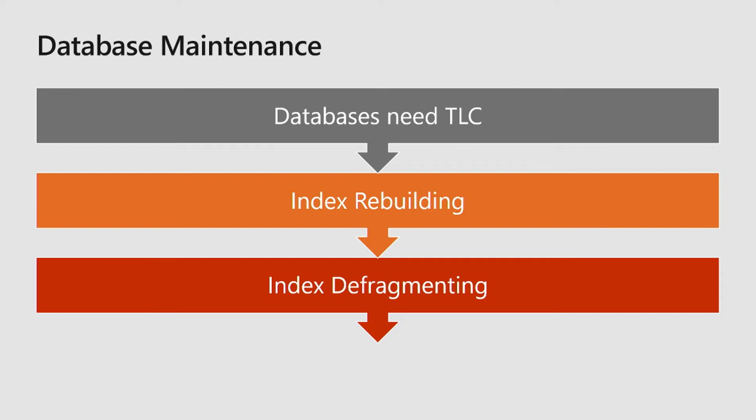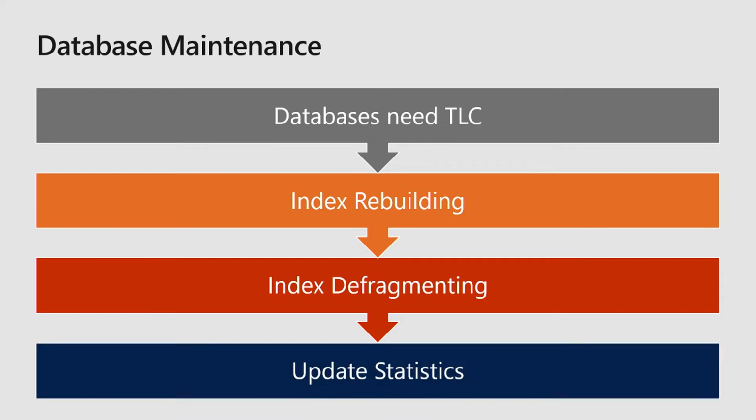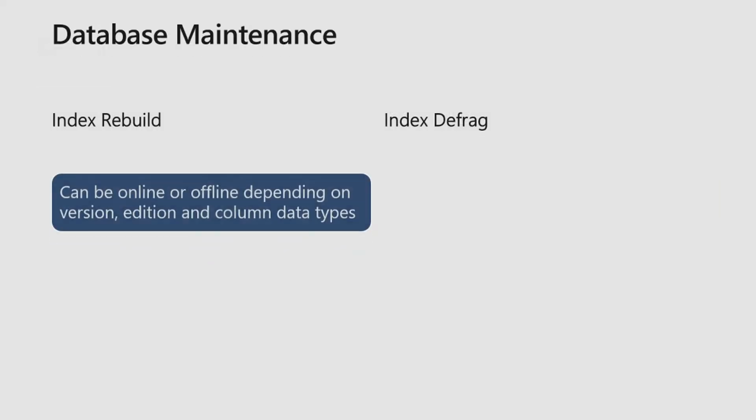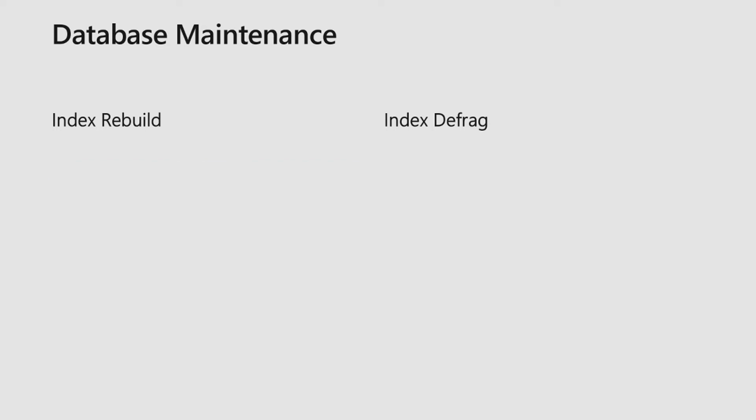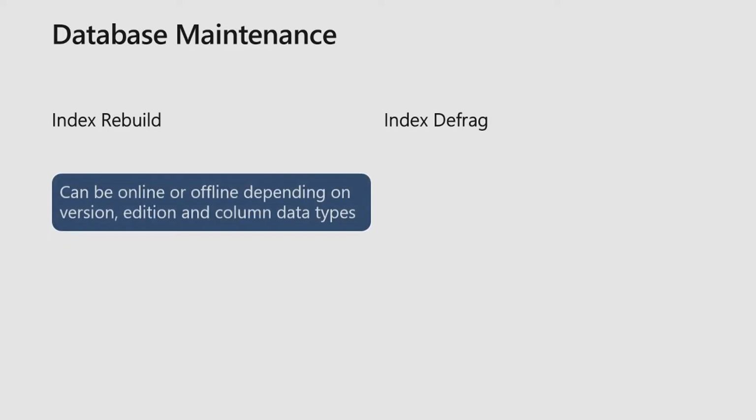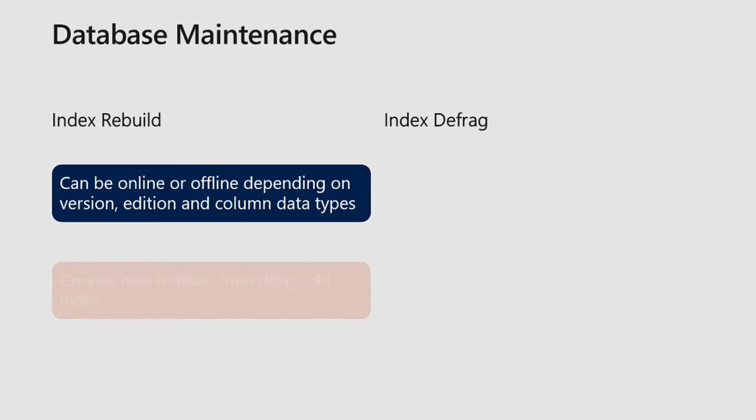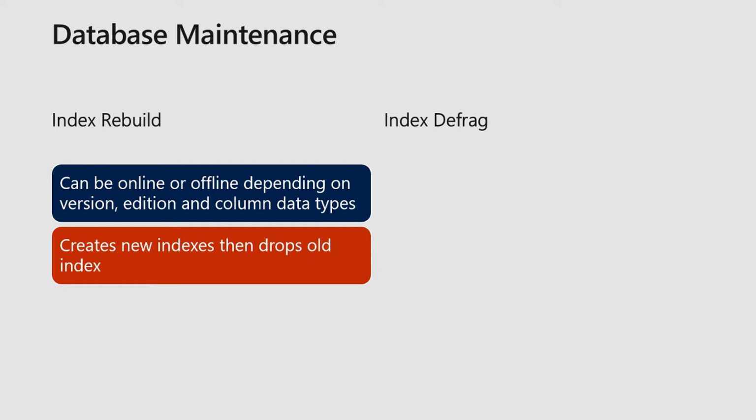Now, if we're doing index defrag, we also need to update statistics as well. Now, I'll tell you why. The reason we need to do this is because an index rebuild and an index defrag are basically the same thing with one major difference. When we're doing an index rebuild, we are basically dropping the old index and creating a new one and sliding it in place. So SQL Server is doing all this in the background for us.